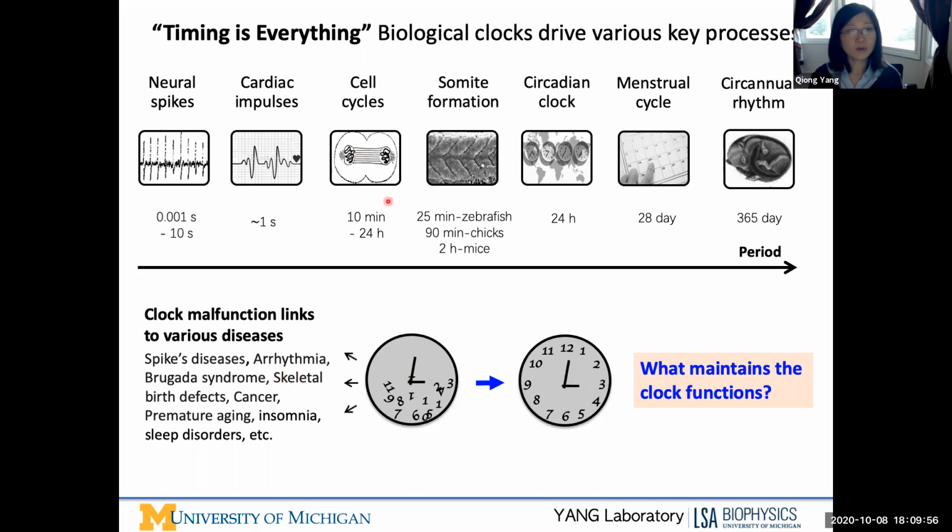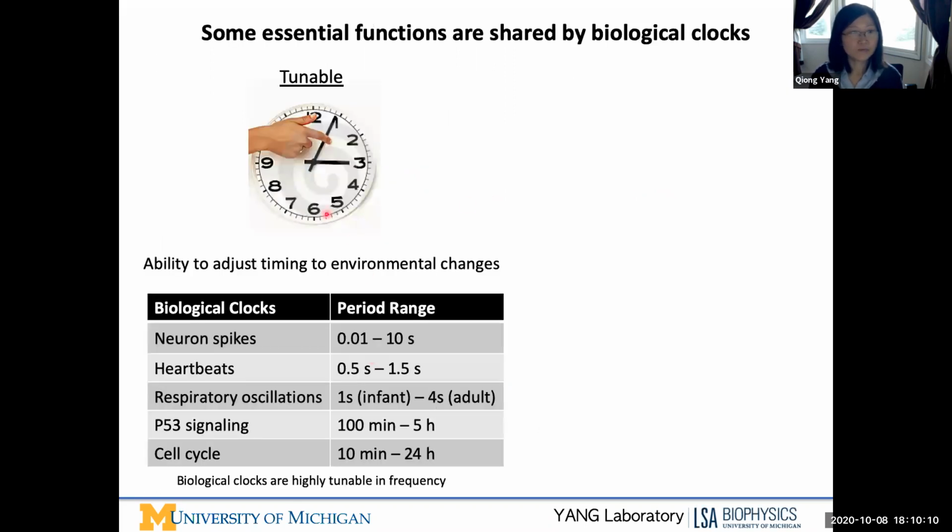So what we know here is that even though these clocks come in different forms, and they have different molecular mechanisms and very different time scales, they seem to all share the same functions. First of all, a clock has the ability to adjust its timing in response to different environmental cues, such as light, temperature, or nutrition. For example, the cell cycle is very sensitive to temperature. If you know some biology, you know that E. coli cells can double much faster at a higher temperature.